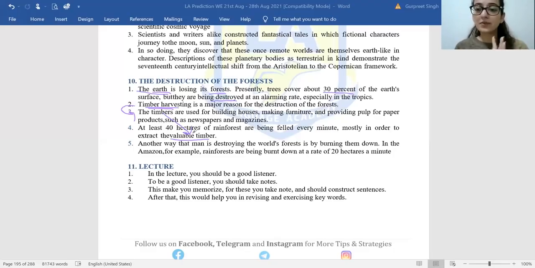Once we finish timber thing, then the next one is another way that man is destroying the world's forests by burning them down. In Amazon, for example, rainforests are being burned down at a rate of 20 hectares a minute. So that is easy to say another way, because we have talked about one concept of timber and now we're moving on to another one. So again, what was important was put the broadest one first. Try to make some relationships when the sentences are talking about the same basis. For example, timber, then which one comes first, which can be the reason for it. And then obviously again, which word is broader than its specification. Timber is broader than valuable timber.